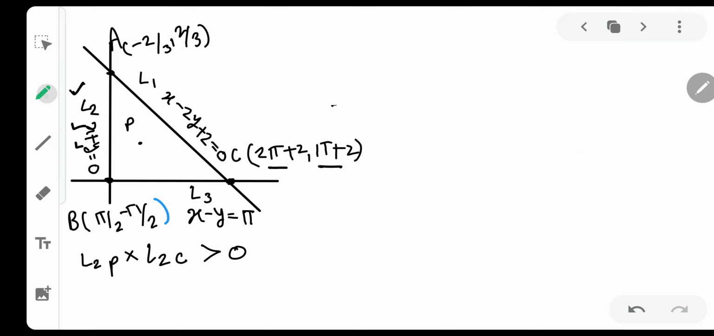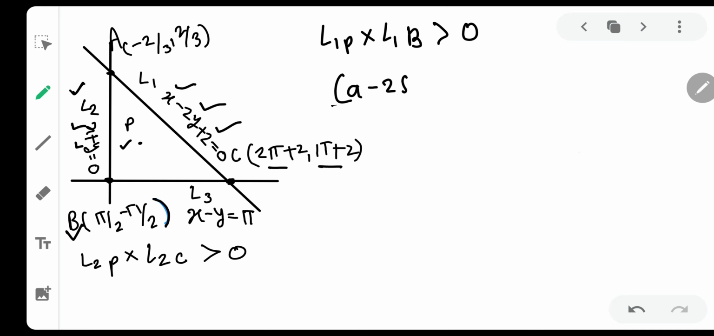Okay, so you can check that for L1, point P and point B. You can see point P and point B are on the left hand side. So you can see that L1(P) times L1(B) should be greater than 0. And the equation of line 1 is x minus 2y plus 2. So this will be A minus 2 sin A plus 2. And then you substitute B. Now substituting B is also very easy. Let us check. Pi by 2 plus, minus 2 into minus pi by 2 will be plus pi, plus 2, greater than 0. Very simple.